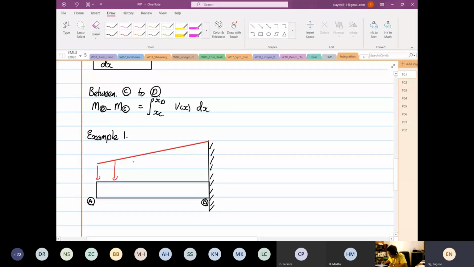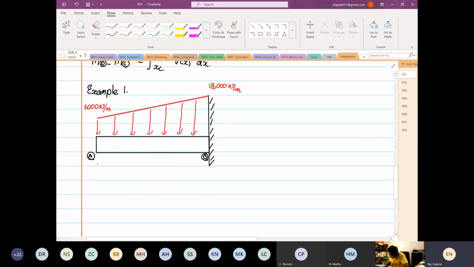Our distributed load at one end is not at 0. Over here it is equal to 6,000 Newton per meter, and over the other side it is 18,000 Newton per meter, spread over a distance from here to here. This distance is equal to 6 meters. The next thing that we do to use the integration method is find the function of the slope, and then we have to integrate twice. But before we go there, we need to write down our boundary condition. So this is where we write out our boundary condition now.